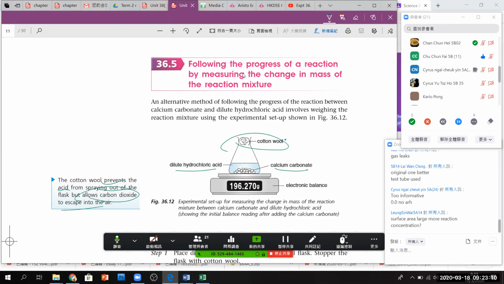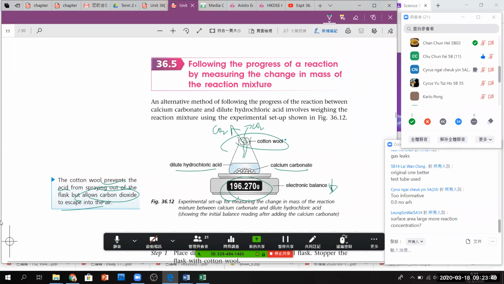and at the same time, I allow carbon dioxide to escape. So what will happen during the course of reaction? The CO2 will come out, and what will happen to the electronic balance's reading? They will drop, because we cannot weigh the mass of CO2 anymore. It will leave the system and go to the air. So what will be left behind is just the salt and water, together with unreacted carbonate and acid. And over time, what will happen? The total reaction mixture mass will decrease until it levels off.